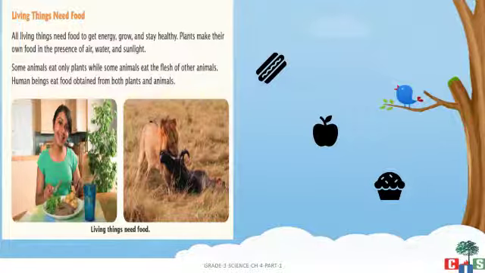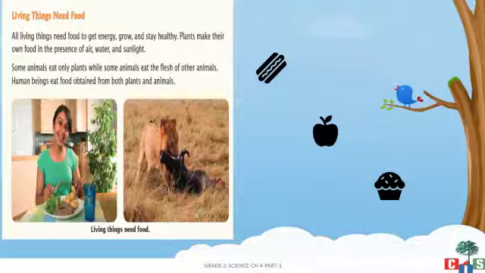Students, from where do plants make their food? Plants make their food on their own. How can they make the food? In the leaves, with the help of air, water and sunlight. Some animals eat only plants while some animals eat the flesh of other animals. We know carnivorous and herbivorous animals. Carnivorous animals eat other animals and herbivorous animals eat plants.